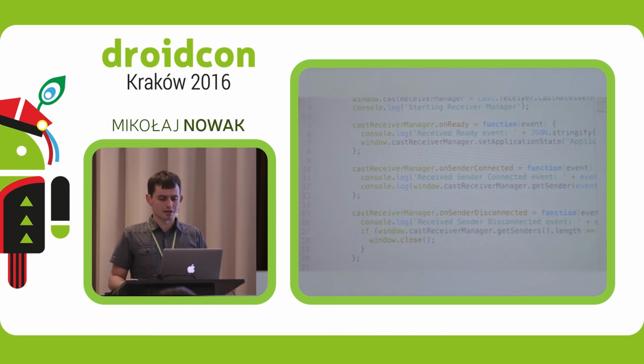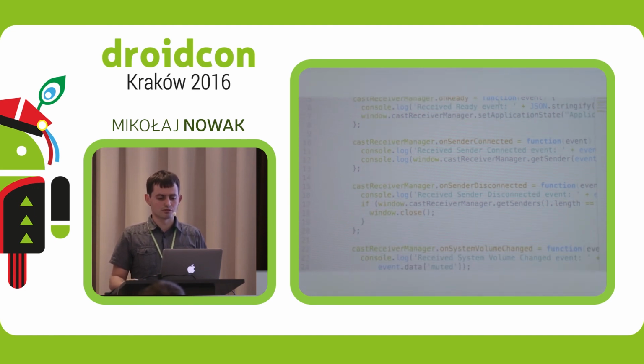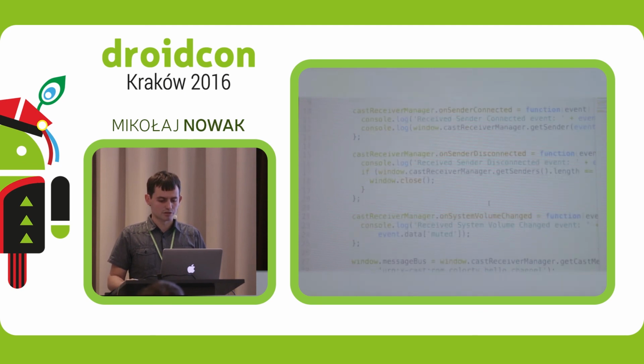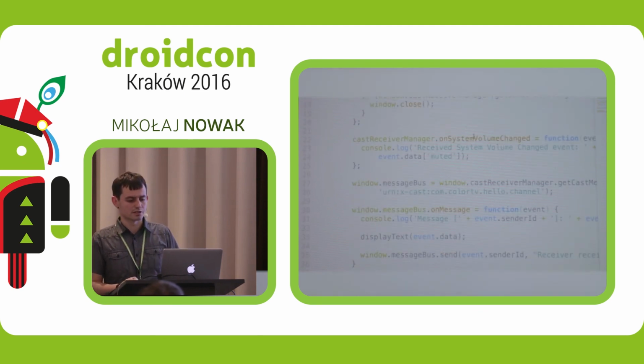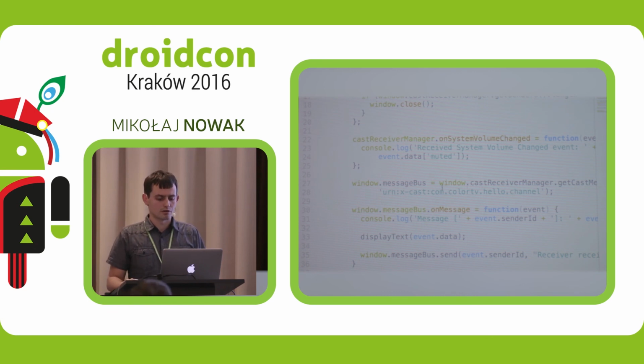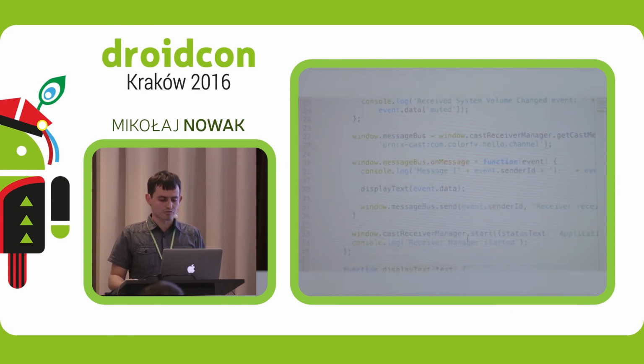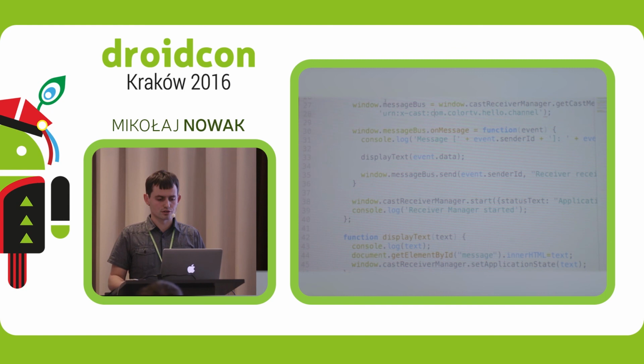From the cast object, we can get the cast receiver manager, from which we can listen to such events as on ready, on sender connected, or sender disconnected. We can also take a senders list from this manager. We can also see if the system volume changed. Also, we can take from this object a message bus, which we are initiating with our channel name. On this message bus, we can listen to messages in which we are taking a sender ID and data, which is a message. And we can send messages also with the usage of this message bus.